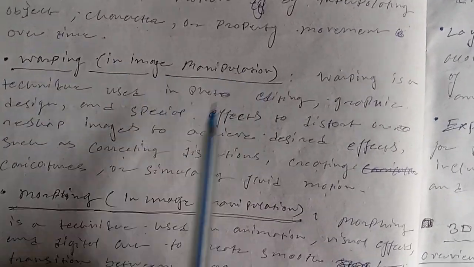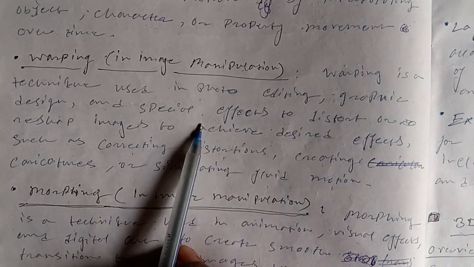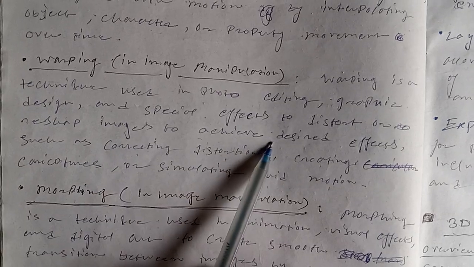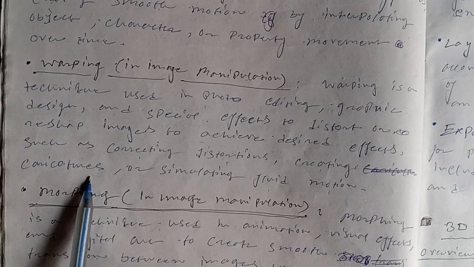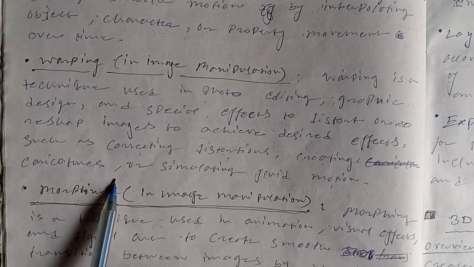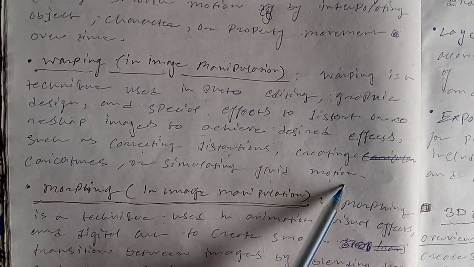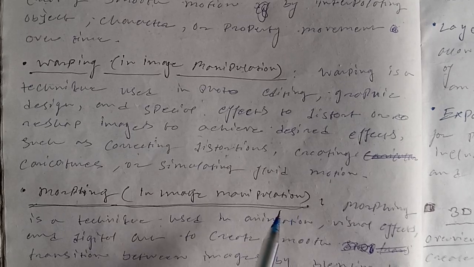Then warping in image manipulation. Warping is a technique used in photo editing, graphic design, and special effects to distort or reshape images to achieve desired effects, such as correcting distortion, creating caricatures, or simulating fluid motion. What is morphing? Morphing is another technique, just like I said.